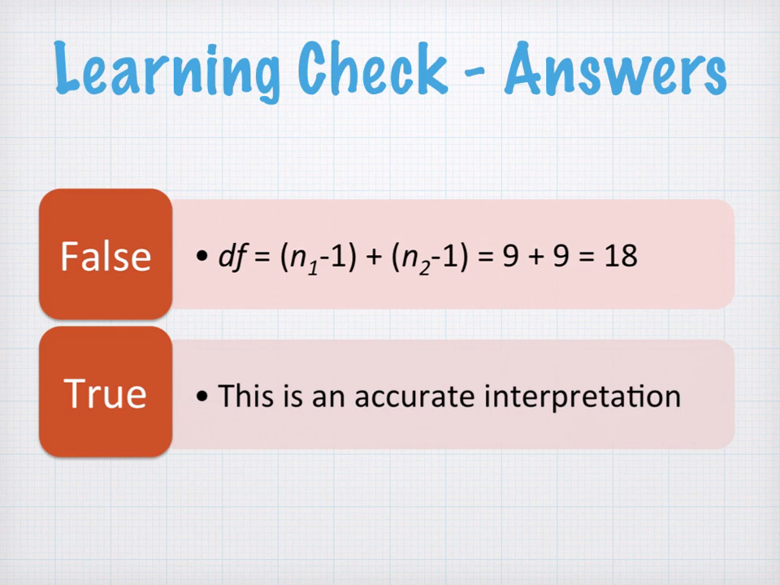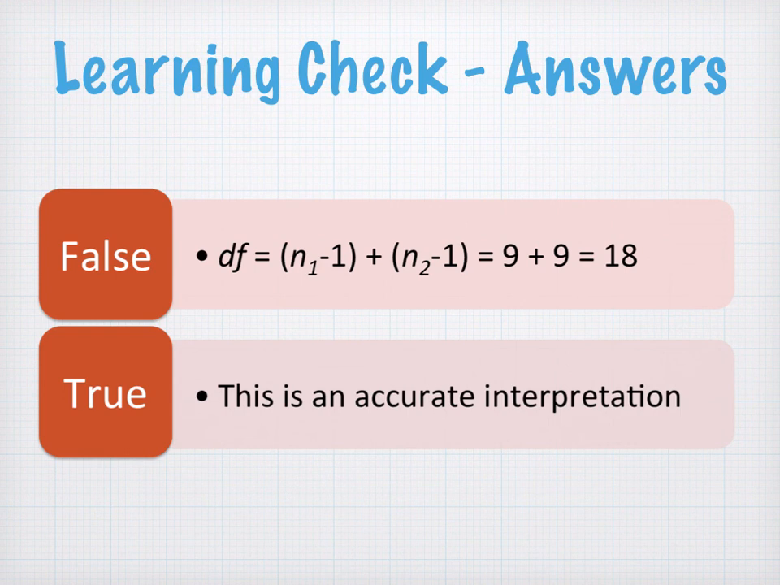So here are your answers. The first one's false. It's not 19. You don't add the 10 and the 10 together and then subtract 1 to get 19. You subtract 1 from each group and then add them together. So 10 minus 1 is 9, plus 10 minus 1 is 9, it equals 18.